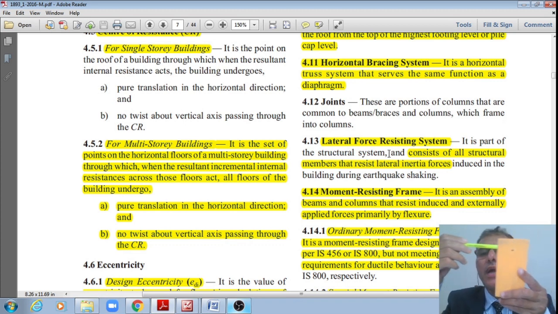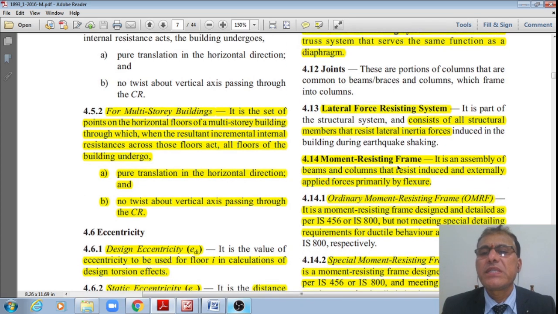Included in the building during the earthquake shaking, right? Now, next one, movement resisting frames. Just now we have seen the different structural systems, students, right? Therefore, it is an assembly of the beams and columns that resist induced and externally applied forces primarily by flexure. Now you can say this is a movement resisting frame, right? When it resists primarily by flexure only, right?